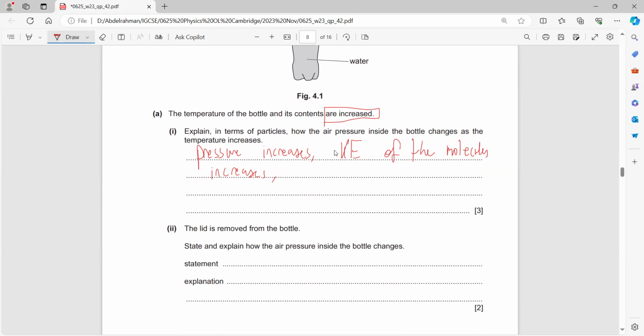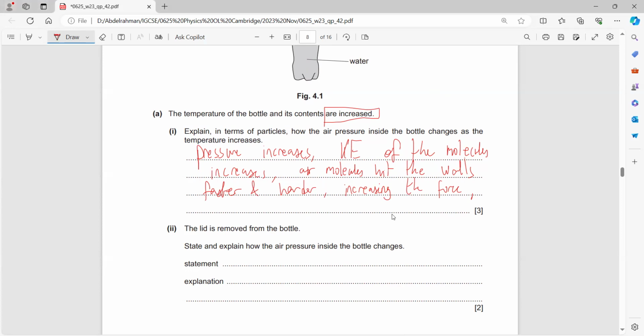Air molecules hit the walls. You cannot say hit each other. Hit the walls faster and harder, increasing the force. Or you can say increasing the change in momentum, causing a greater change in momentum, which will definitely increase the pressure.